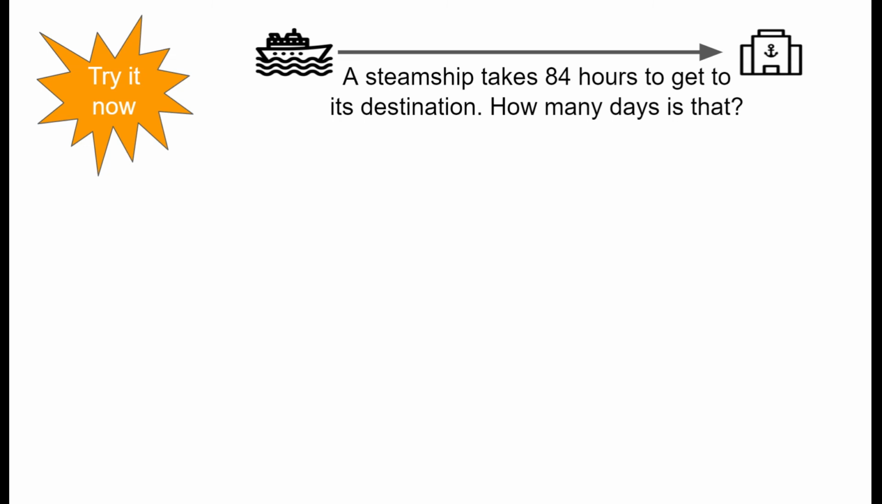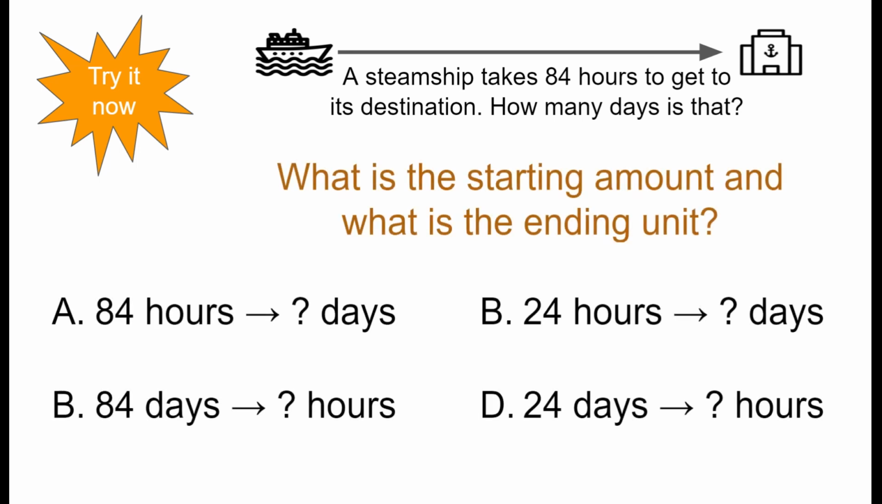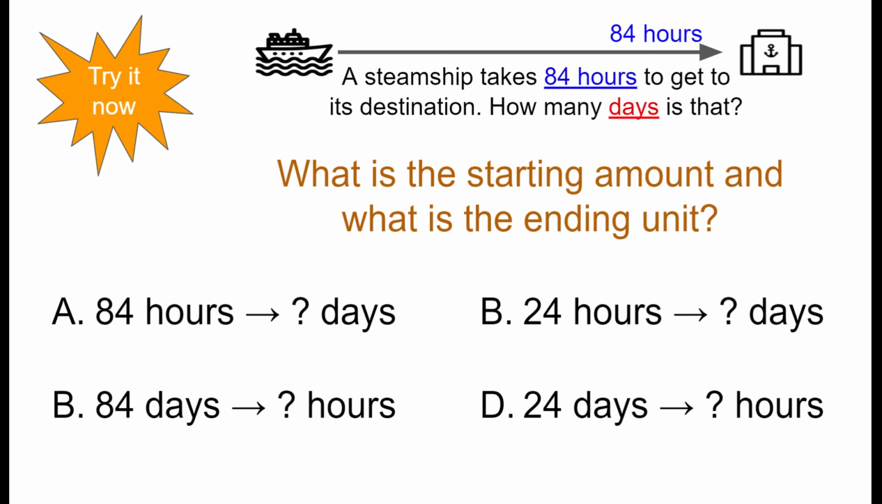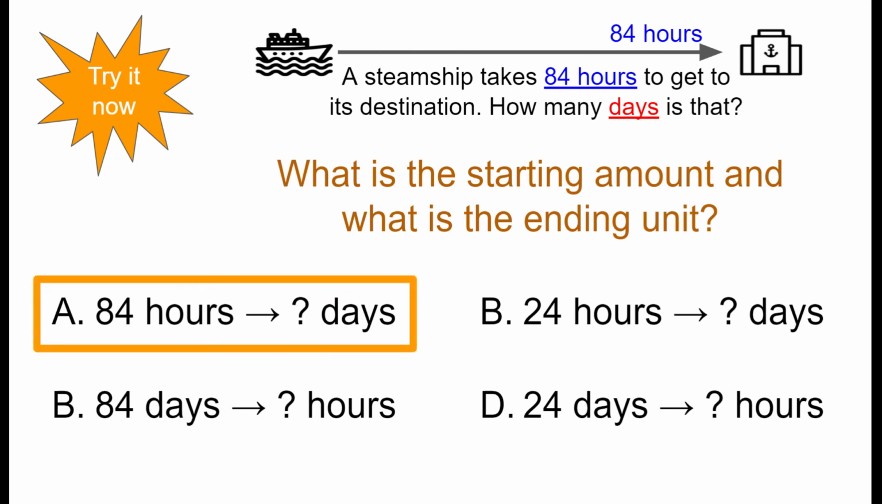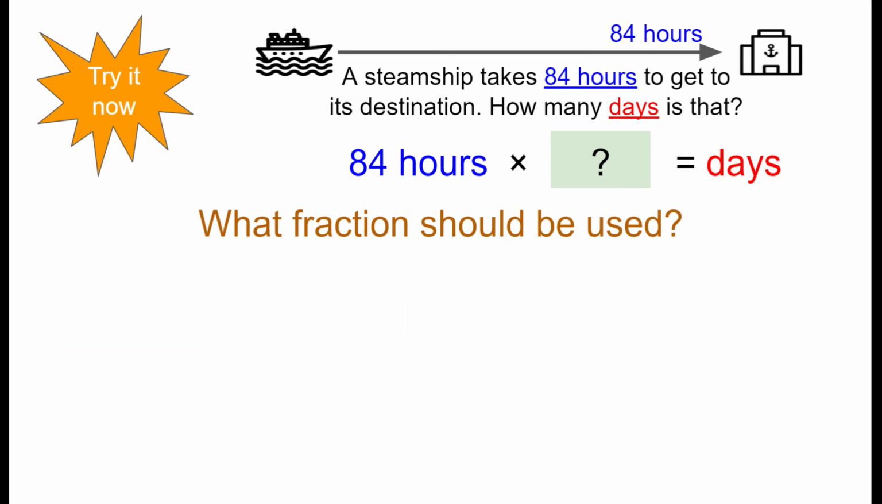We'll be using dimensional analysis and trying this problem one step at a time. Pause for a moment to read the problem. Now answer the first question. 84 hours is the starting amount because it's the amount given in the problem. We don't know the amount it equals yet. Days is the question, so it's the ending unit. So the answer is A.